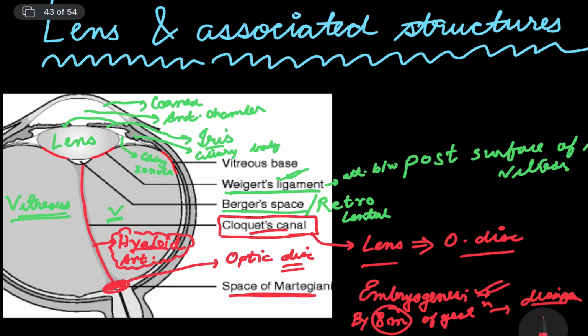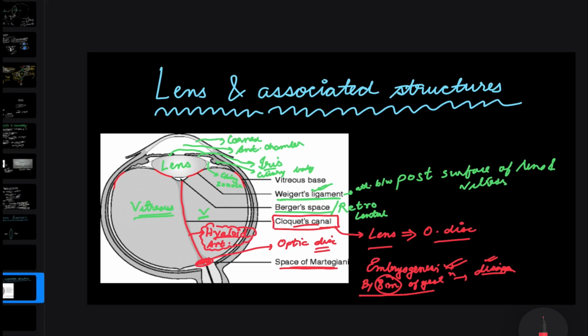Now, there are two important pathologies associated with the fact that by 8 months of gestation, both the Cloquet's canal and the hyaloid artery should disappear. Mind the word should. Why? Because if they persist, that is a pathology, an abnormality. If the hyaloid artery or the Cloquet's canal persist, they can lead to two things.